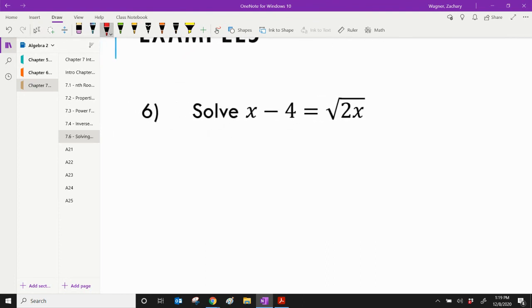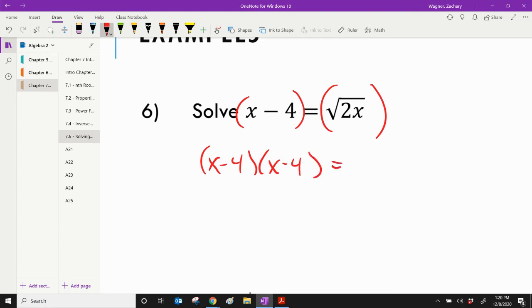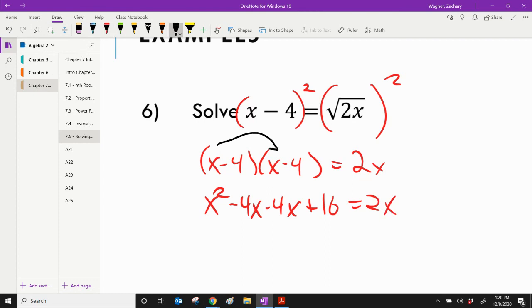Solve this once again. We're squaring both sides, just like that. You get x minus 4 times x minus 4 equals the square root of 2x squared, which is just 2x. Left side becomes x squared minus 4x plus 4 times 4 is 16. Right, this comes from distribution. X squared minus 4x minus another 4x plus 16. These two middle terms become minus 8x.